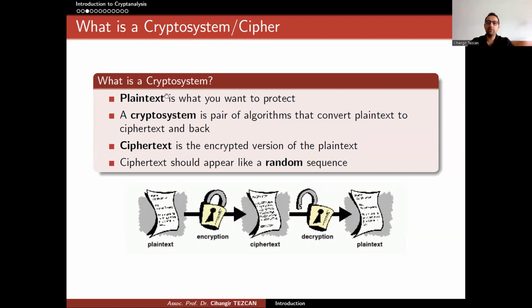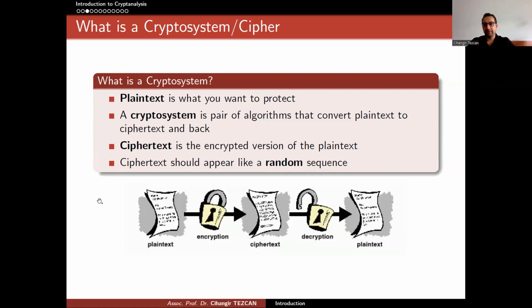And the plaintext is what you want to protect. So this can be a file on your computer. It can be a WhatsApp message. It can be this video communication. So it is the plaintext. A cryptosystem is a pair of algorithms that convert plaintext to ciphertext and back. So ciphertext is the encrypted version of the plaintext, and ciphertext should appear like a random sequence.